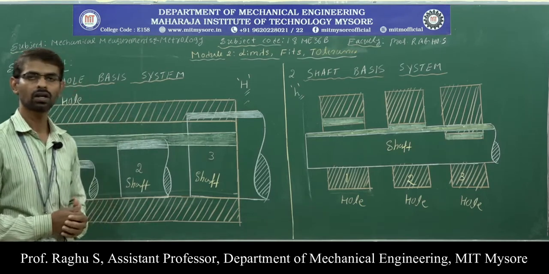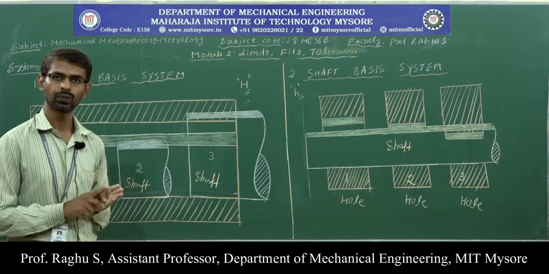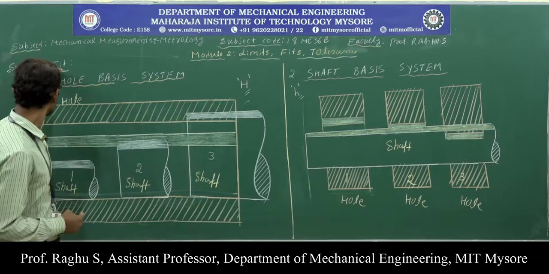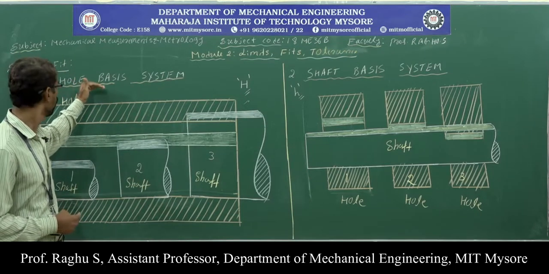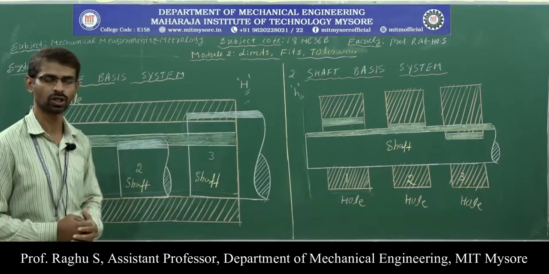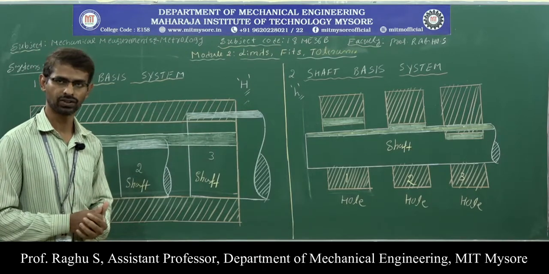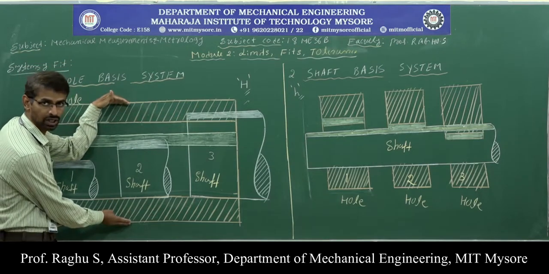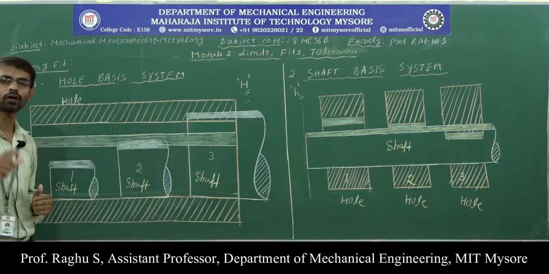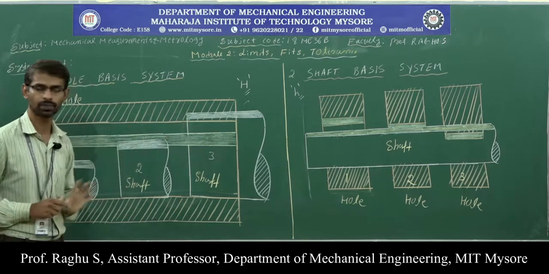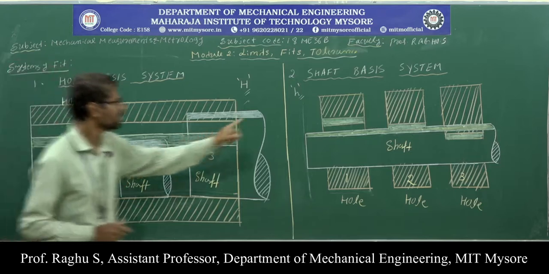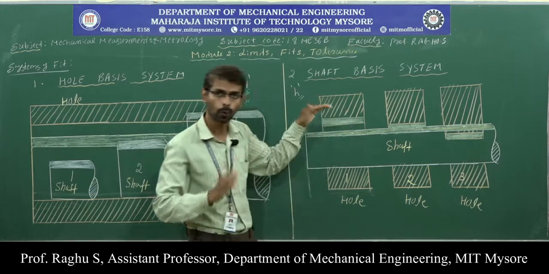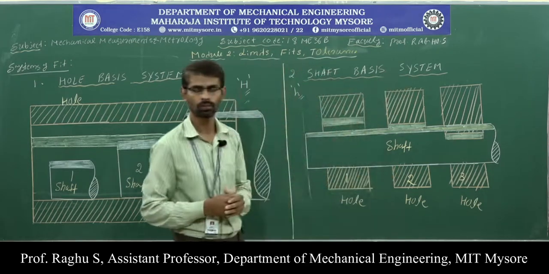We have discussed types of fits: clearance fit, transition fit and interference fit. Now we are discussing systems of fit. Here we have two systems, hole basis system and shaft basis system. What do you mean by hole basis system? In hole basis system, the size of the hole is kept constant and different fits are obtained by varying the size of the shafts. In case of shaft basis system, the size of the shaft is kept constant and different fits are obtained by varying the sizes of the holes.